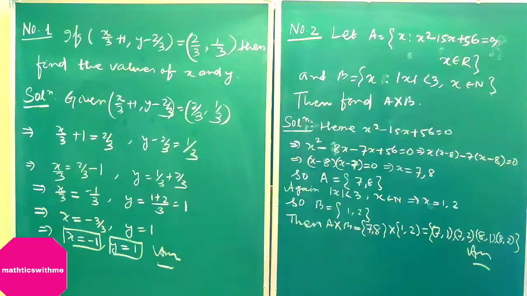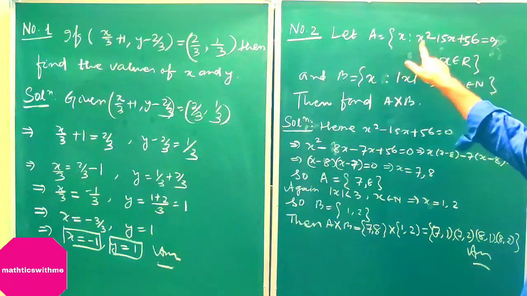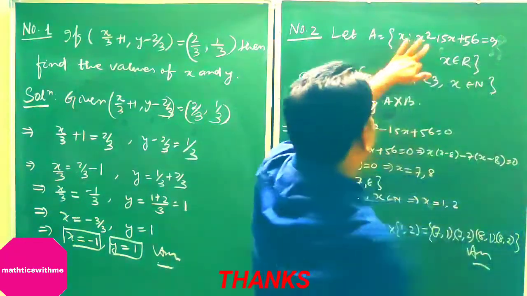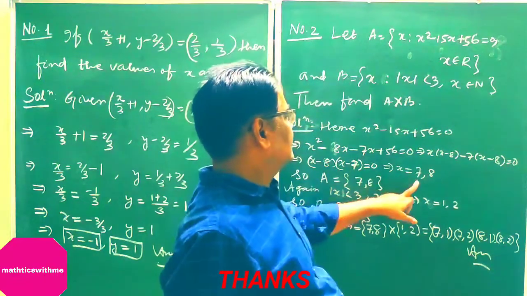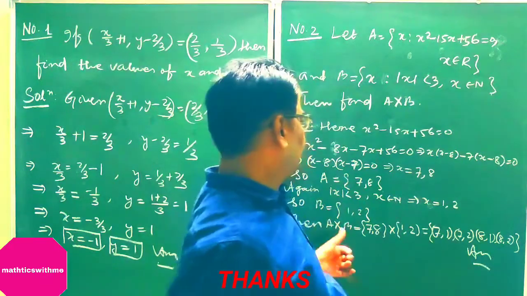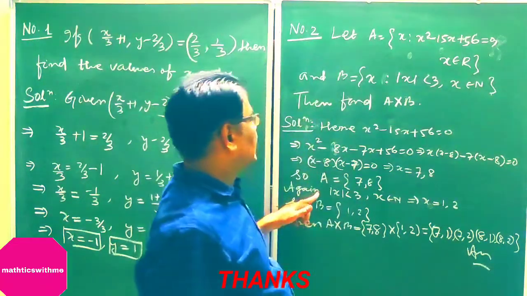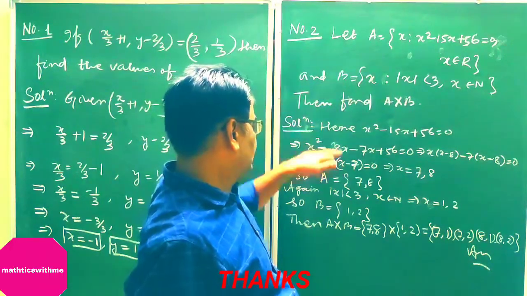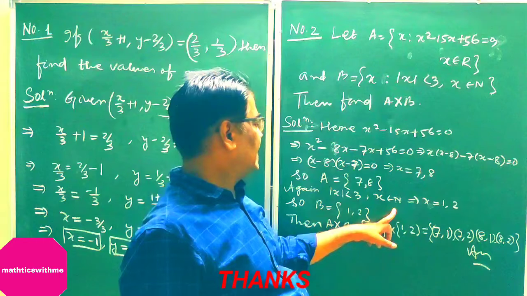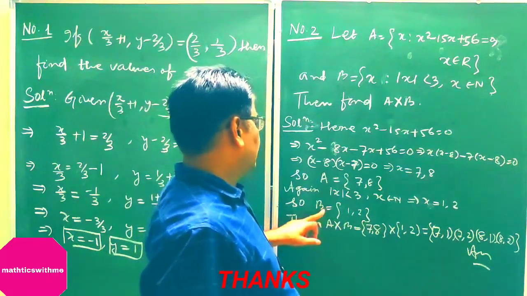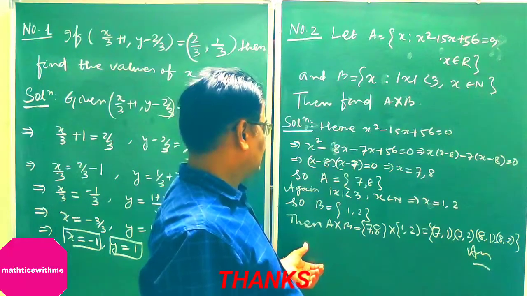Answer. So in this question, A is equal to {x : x square minus 15x plus 56 is equal to 0}. Now, after solving this equation, we are getting the value of x is 7, 8. So the set A is equal to {7, 8} containing two elements. The second is mod x less than 3 for set B. So after simplification, as x belongs to natural numbers, x is equal to 1 and 2. Therefore, B is equal to {1, 2}.